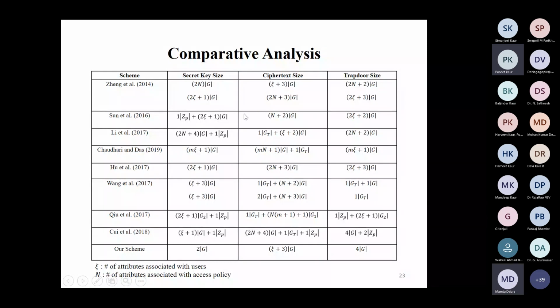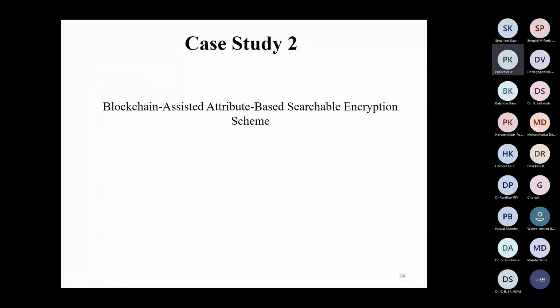So in most of the schemes, we do have the constant size trapdoor, but the secret key is variable. So we are able to achieve both the things. So that's how we can say the scheme is an efficient scheme.